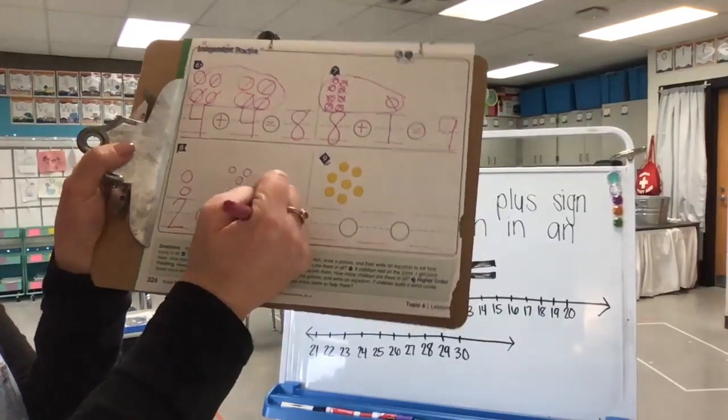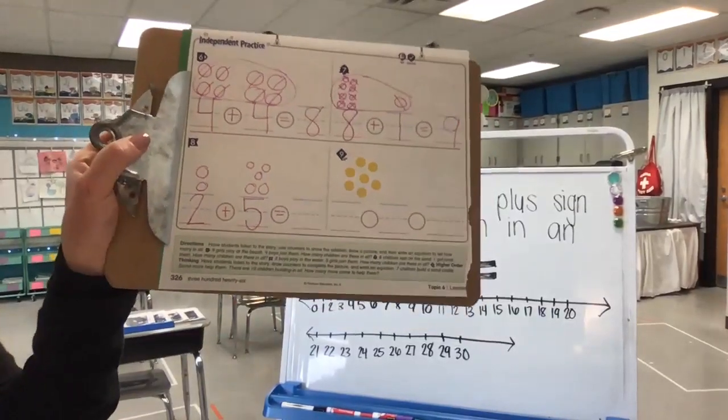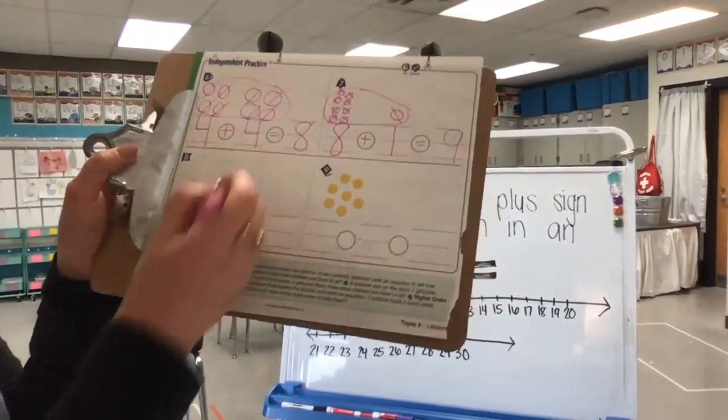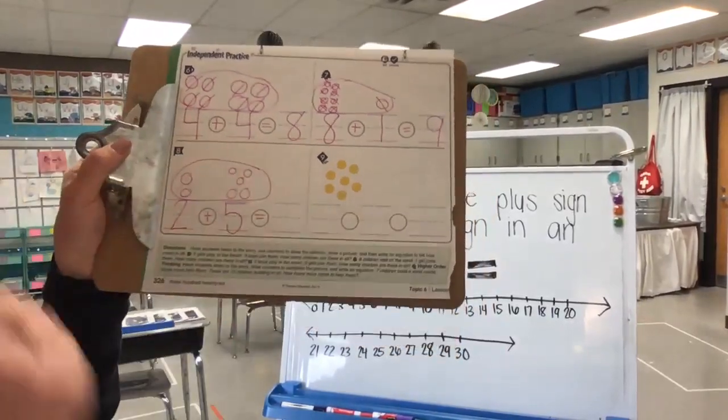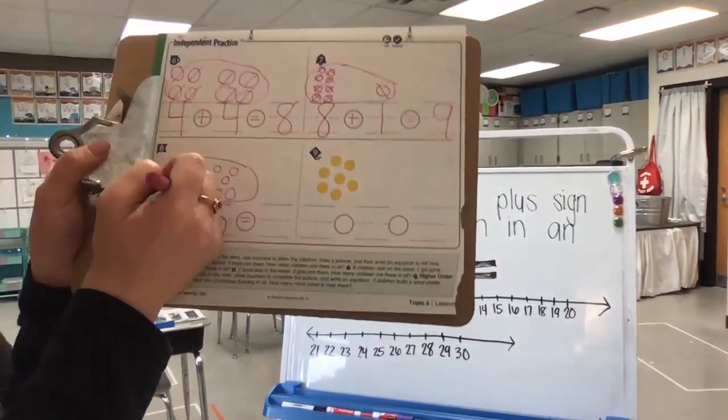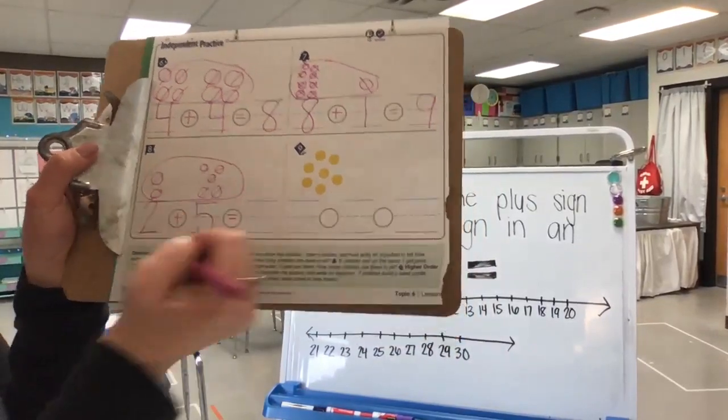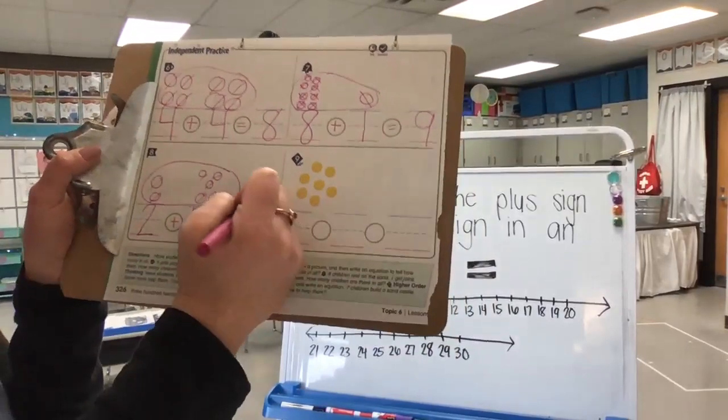Now, I'm going to put my equal sign to show I'm setting up my sentence, but now I want to know how many there are all together. So I'm going to circle both groups and count how many there are inside. 1, 2, 3, 4, 5, 6, 7. 2 add 5 equals 7.